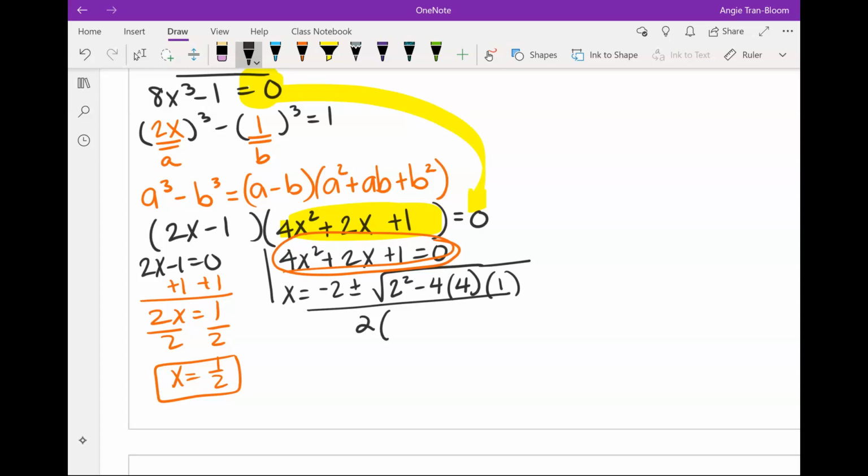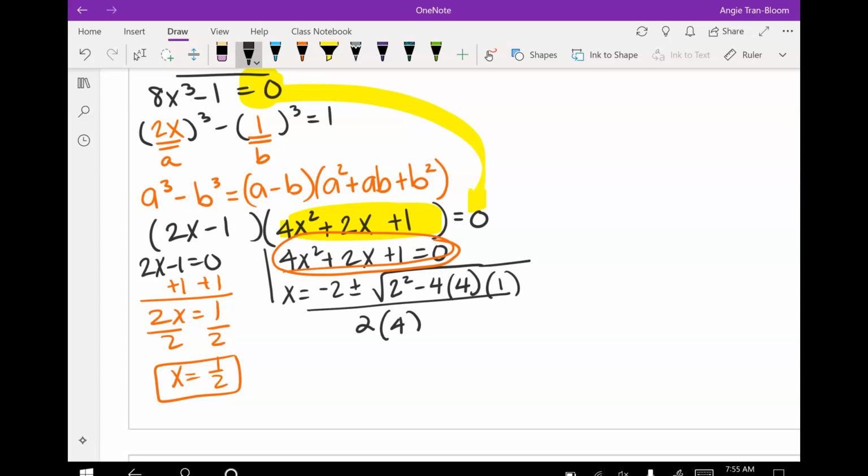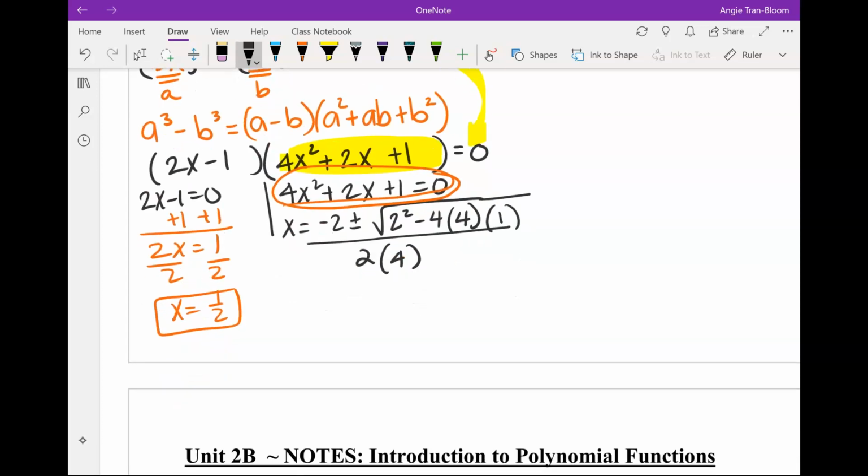Two is a b value. a is always with x squared. No. Remember, in a trinomial, it goes ax squared plus bx plus c, right? This is the trinomial that we're looking at. So what would a value be? Because we have to divide by 2 times a. So what would a be? Good, 4. So 2 times 4. Okay. All right, take it slow and then work this out.